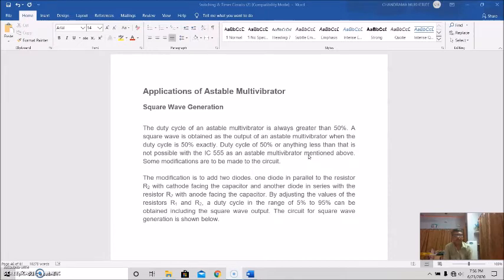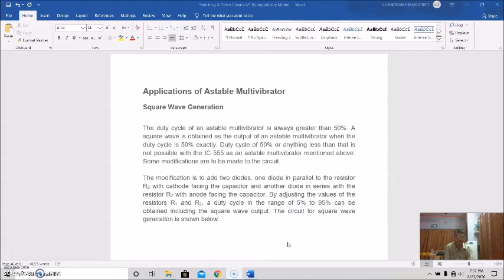A square wave is obtained as the output of an astable multivibrator when the duty cycle is exactly 50%. If it is exactly 50%, that means the charging time is equal to the discharging time. So that means this waveform will no longer have a longer charging time and shorter discharging time.